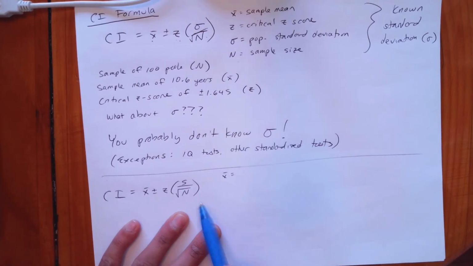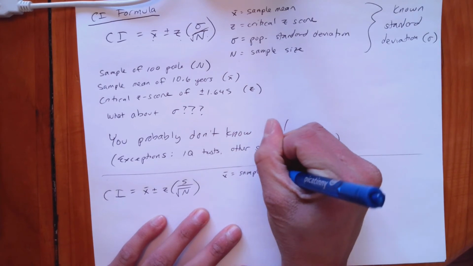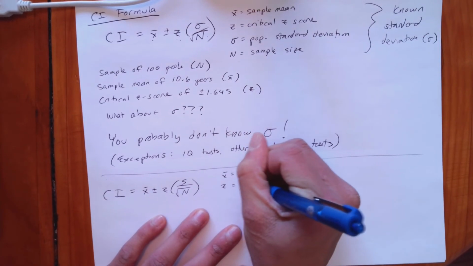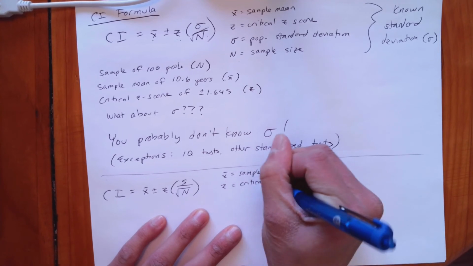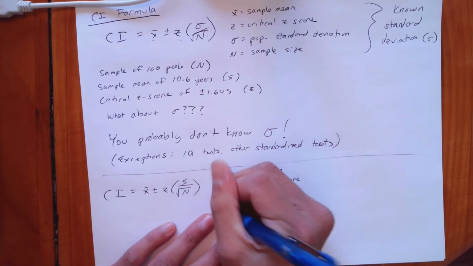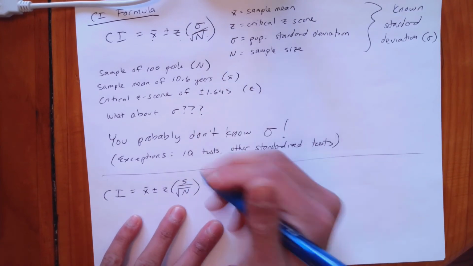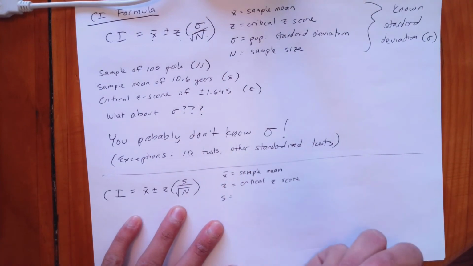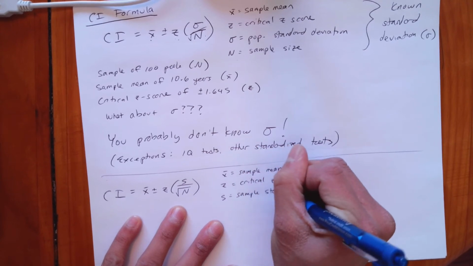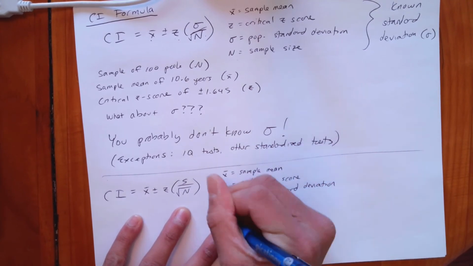So I'll now talk about what all this means. X bar is our sample mean as usual. Z is our critical z-score. S, so we've replaced sigma with S. S is also going to mean what it usually does, which is the sample standard deviation. And then N is our sample size again.